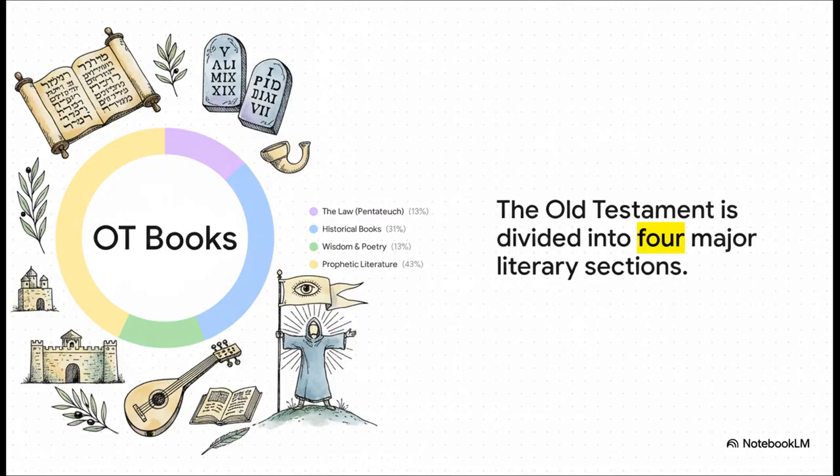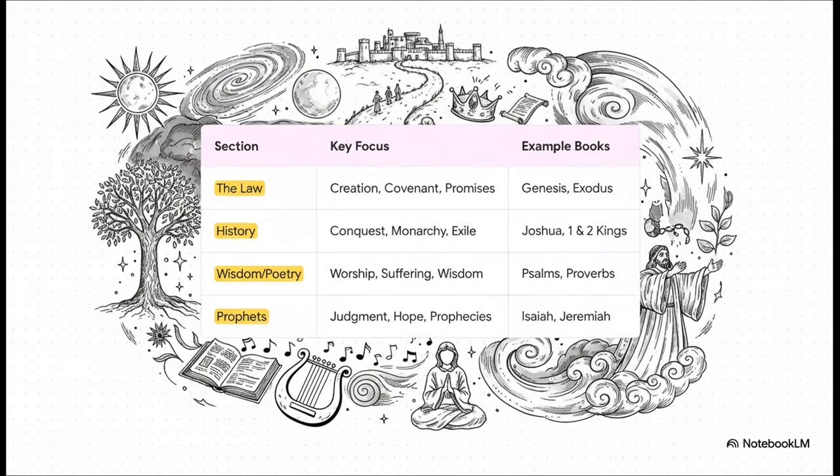This whole library of 39 books is actually pretty neatly organized into just 4 main sections. You've got the law, the historical books, wisdom and poetry, and the prophets. So let's just do a quick flyover of each one. So it basically breaks down like this. The law gives us all the origins, creation, and God's core promises. The history books, well, that's the epic, sprawling narrative of the nation of Israel. Wisdom and poetry is really the heart of the Old Testament. We're talking songs, prayers, and seriously practical life advice. And finally, the prophets act as God's messengers, speaking of both judgment and this incredible hope for the future.